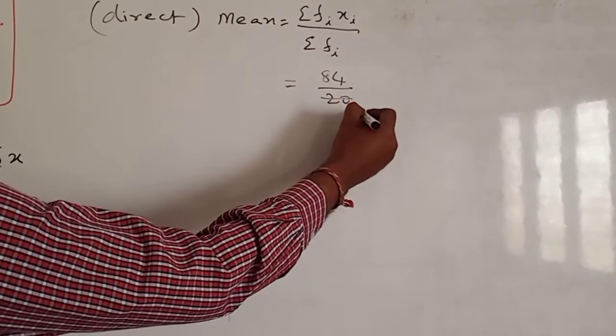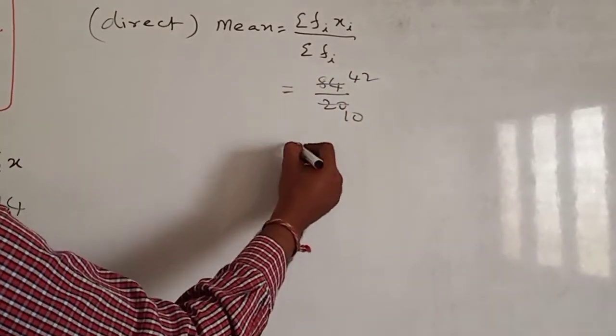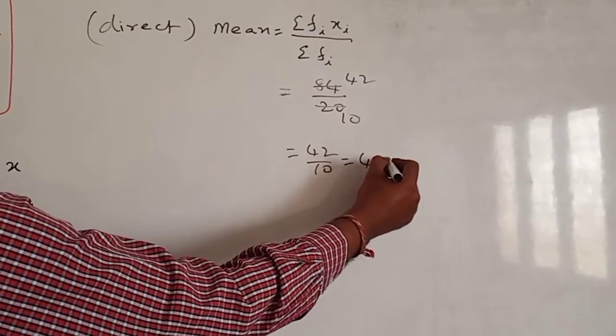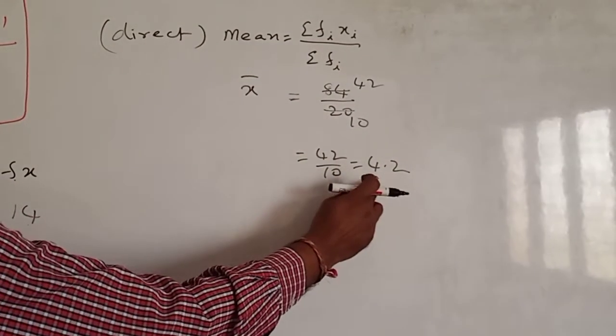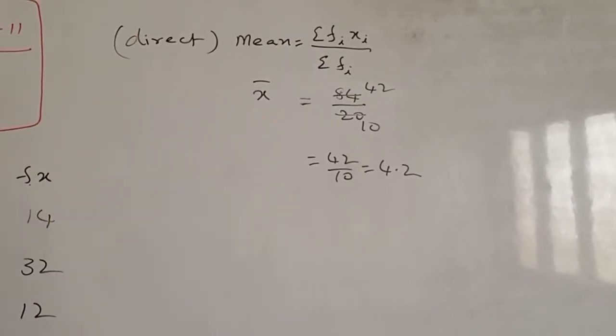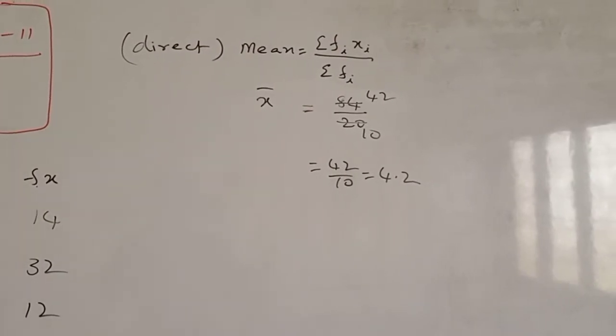So 2 tens, 2 fours, 2 twos: 42 by 10, which means 4.2. Then the mean is denoted by x bar. So the mean is equal to 4.2. That is the direct method. The direct method mean formula is sigma fi xi by sigma fi.